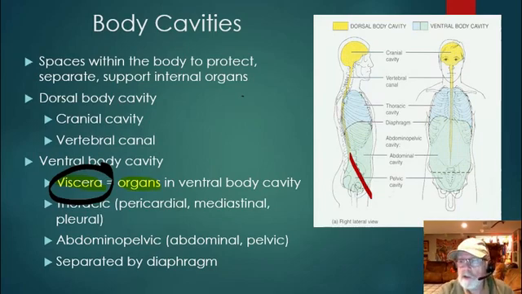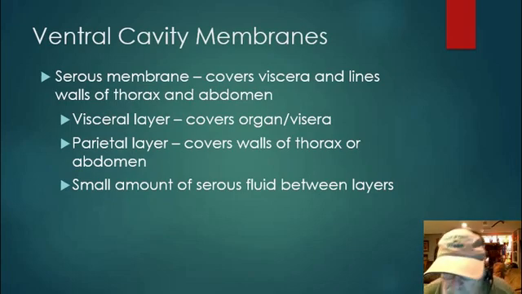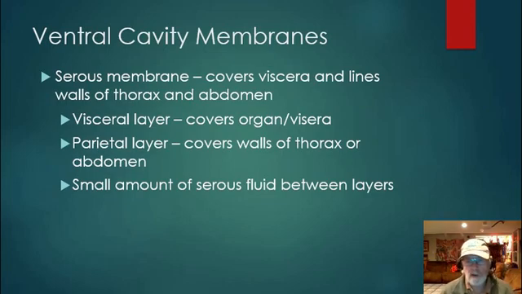So everybody's got that. Okay. Now, what happens is these cavities need to be lined with something. These cavities are lined with a membrane, and these membranes are really critical. We're going to be talking about these membranes every time we get to a certain body system. What these membranes are is they're called serous membranes. What do I mean by serous membranes? Serous membranes are membranes that produce serous fluid.